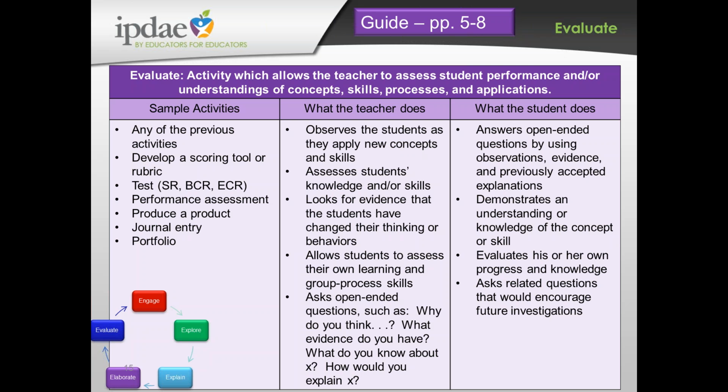So what would you do during the evaluate segment? You're going to observe your students. You're going to assess their knowledge and look for evidence that they've changed their thinking or behavior. And you're going to ask as many open-ended questions as you can. Those why, those what, those how questions. Because if our students can answer open-ended questions, then we know that they know it. And we want them, again, to evaluate their own knowledge. So that's a brief overview of those 5 E's and some of the specifics that we're going to look for.